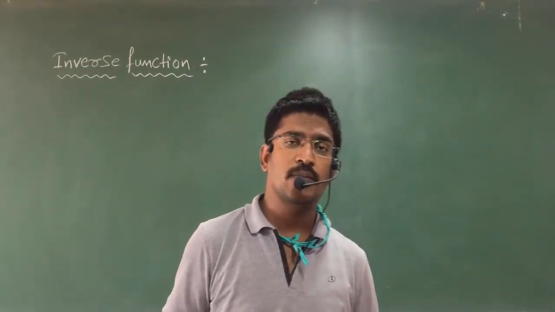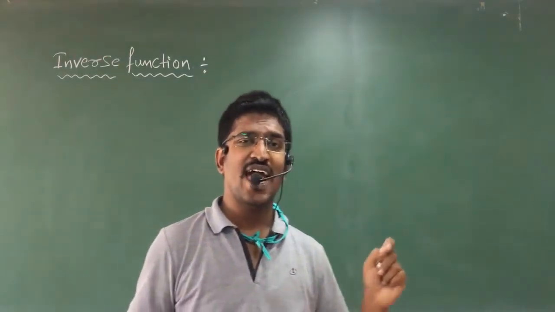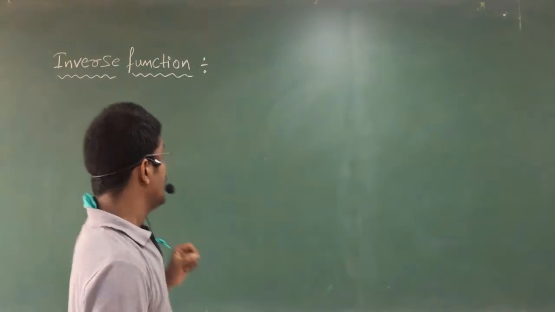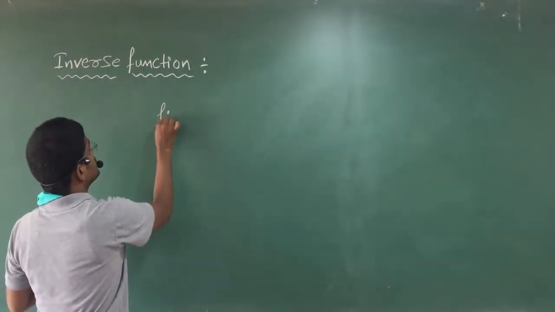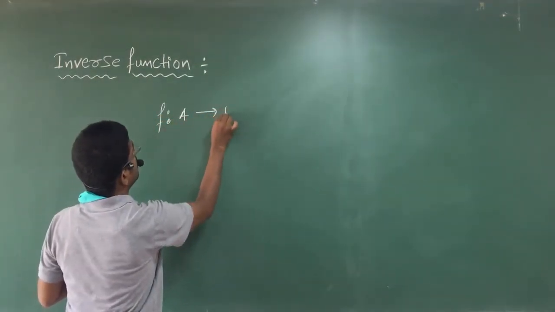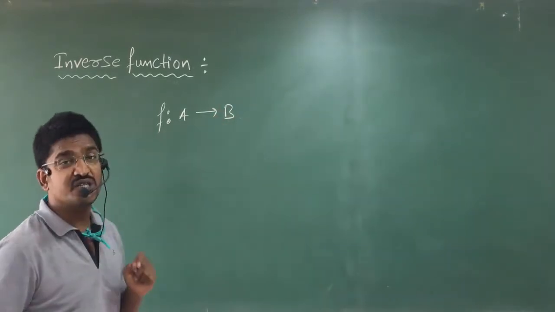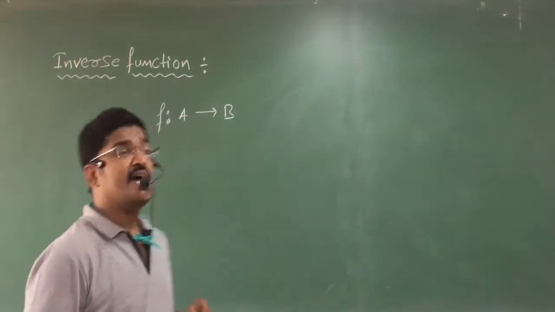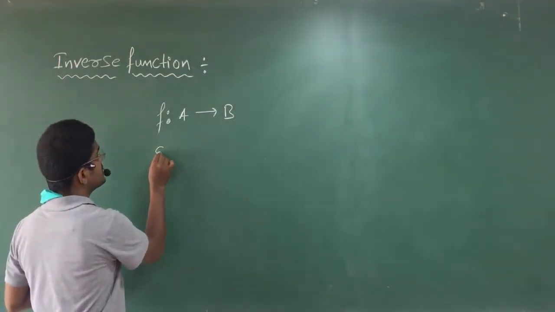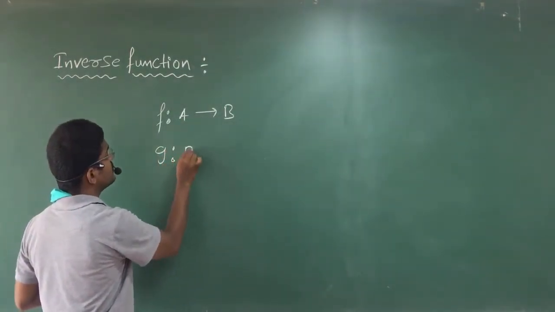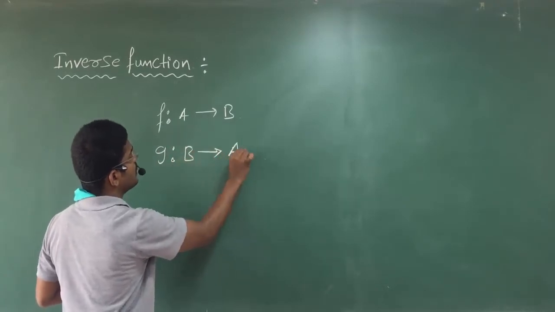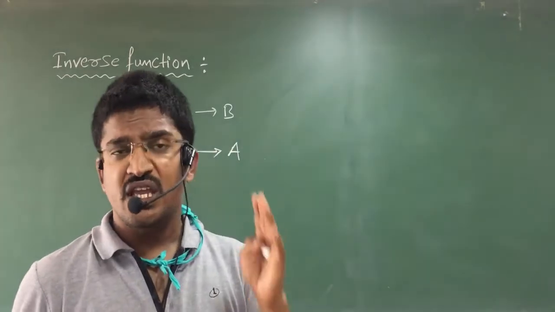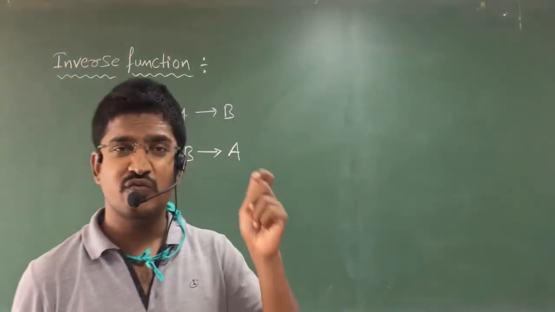If any function has to have an inverse, that means if f is a function from A to B, the inverse function tells that g is a function from B to A. This is very important. So if there is a function, we have one question.